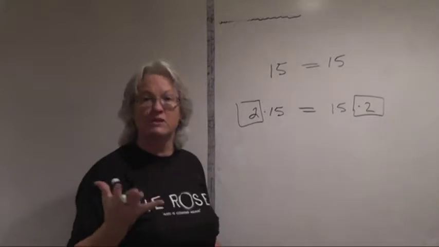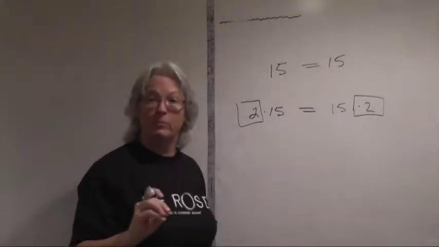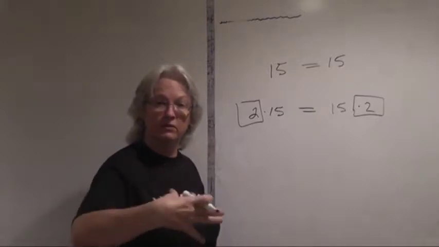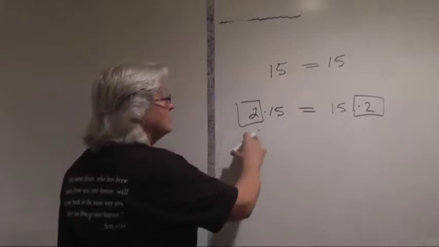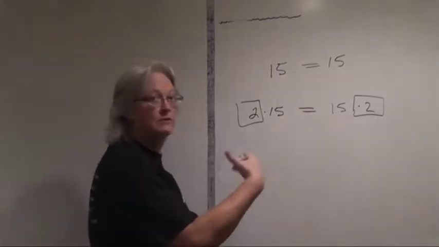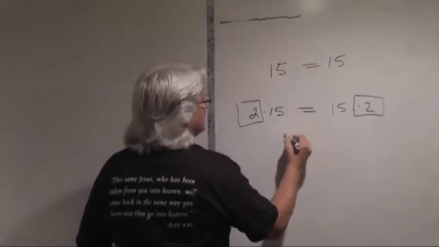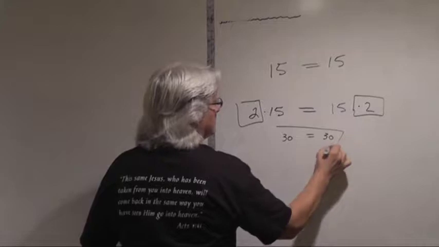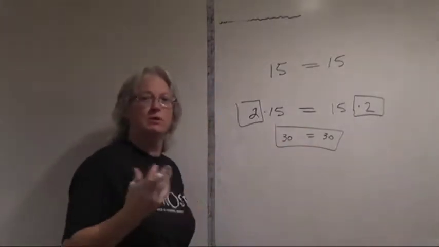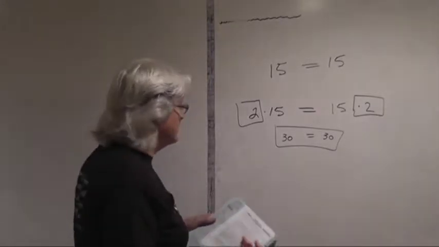They say, Miss Betsy, it's not the same. It's out of order. It's okay. Remember that multiplication is commutative. It doesn't matter which of the 2 factors you place first. 2 times 15 should be the same as 15 times 2. 2 times 15 is 30. 15 times 2 is 30. So when you multiply both sides of the equation by the same number, it stays the same.